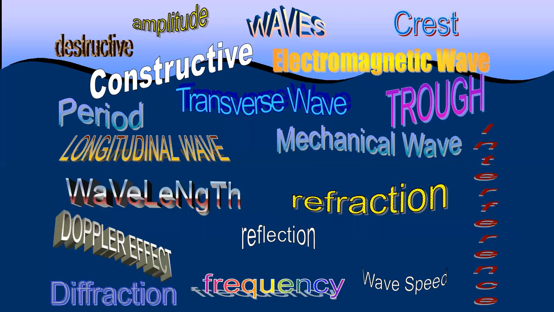Now here are some words that you're going to hear throughout this unit. A lot of words that you may have never heard before, and we're going to look at them in depth. Something like wavelength or Doppler effect, amplitude, electromagnetic wave, refraction, reflection, wave speed, interference. Some of those you may have heard before, and you can apply that knowledge to this section. But if you haven't, then you're going to learn them in this section.